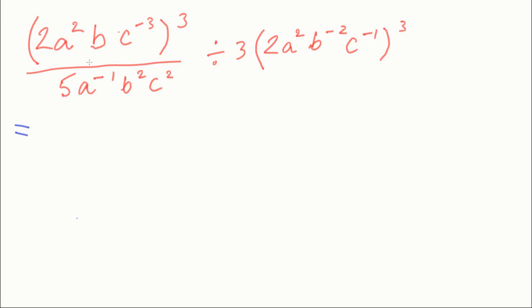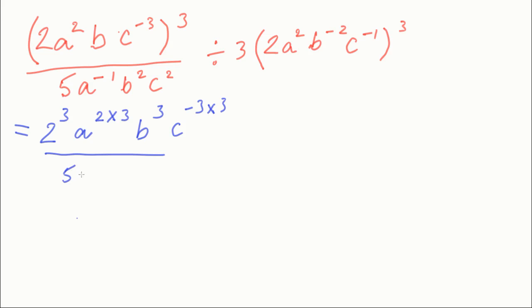So in this top bracket here, everything's raised to the power 3. So any numbers we can just go 2 cubed, or raise the number to the power. And then a, and the rule when we raise a power to a power is we multiply those powers. So 2 times 3. b, we can just cube that. And c to the minus 3 times 3. And that's over what it's over, which is all of this.